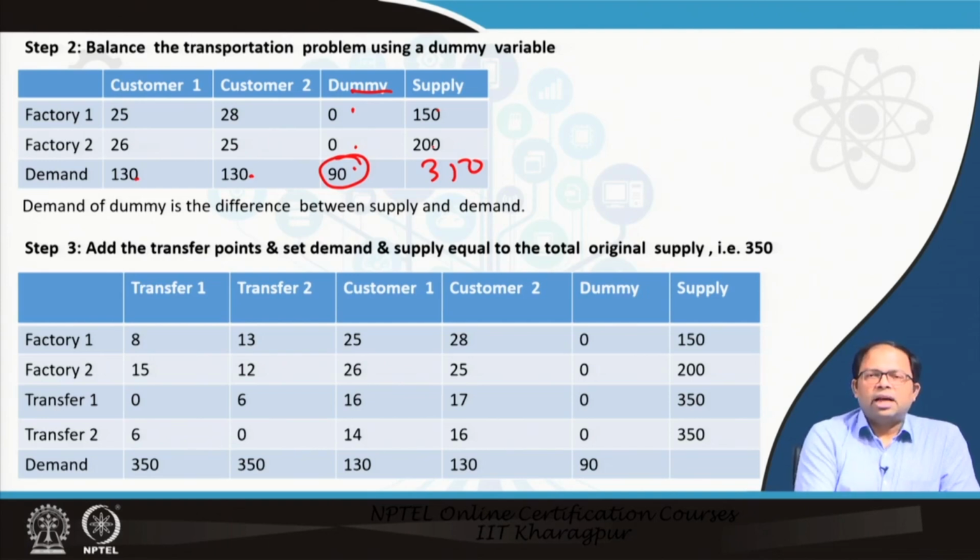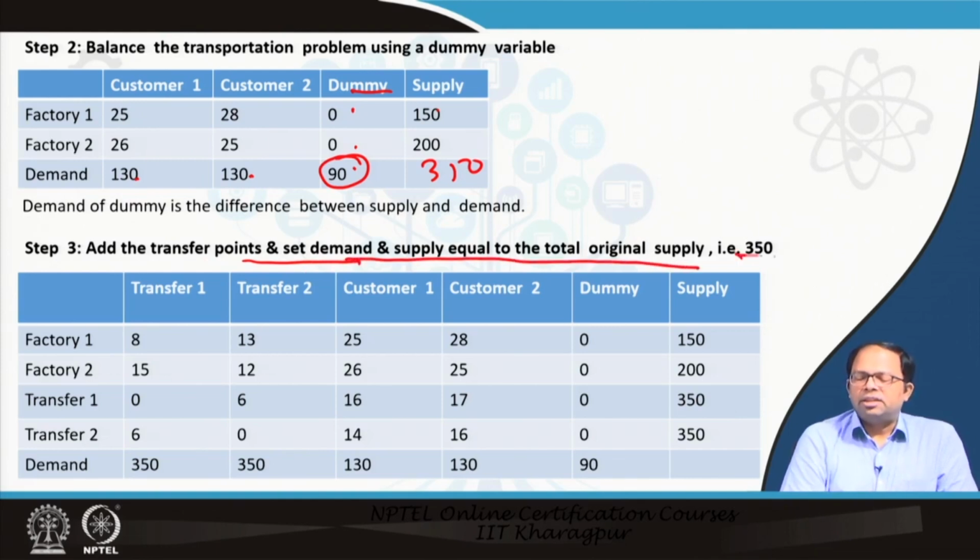Now once we have done this, then we will add the transfer points and set demand and supply equal to the total original supply, that is 350. So now over here we have factory 1, factory 2, we have customer 1, customer 2. Now we have added the transfer points. So we have added transfer 1, transfer 2, and we have also added transfer 1, transfer 2 in this particular matrix. And so over here we have the costs for each one of that.